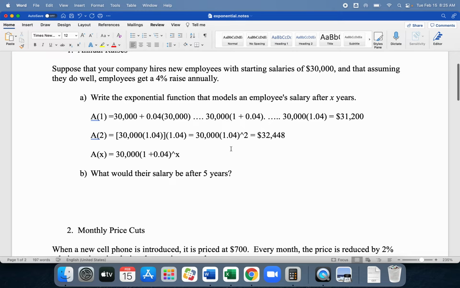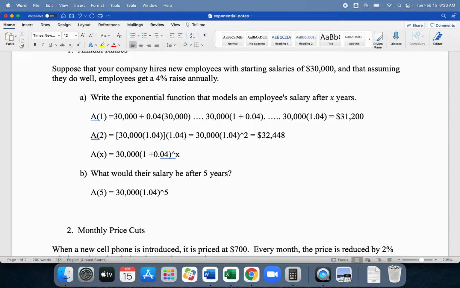So if you want to find the salary after 5 years, if you don't have a function written out, you can do this one step at a time: find 4% and add it back on, and then find 4% again and add that back on, and you can keep doing that. But if you can find a general pattern and write an exponential function, you can say, oh, all this is asking for is find a of 5, right? So that means I'm starting with 30,000 and multiplying by 1.04 over and over again. How many times? 5 times.